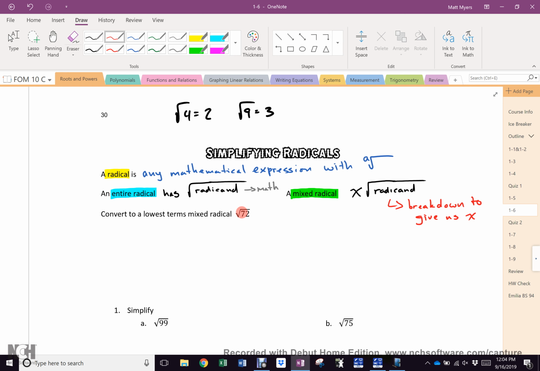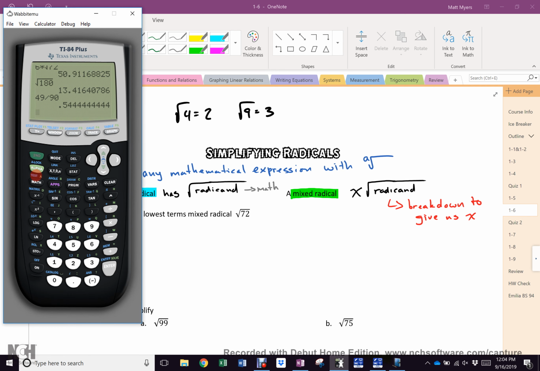So our job now is to make this because we don't want decimals. Because what do we know about this number? If I type in the root of 72 and I get that, what do I know about that number? We know it's irrational. What do I know about that number if this calculator screen stretched all the way to Simrath?